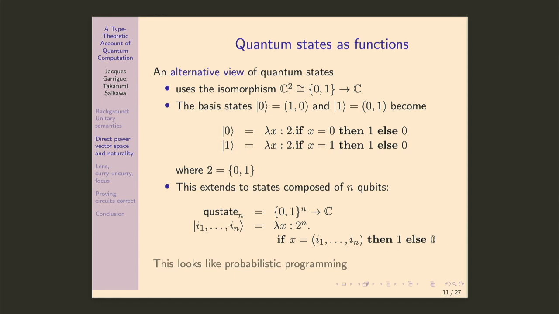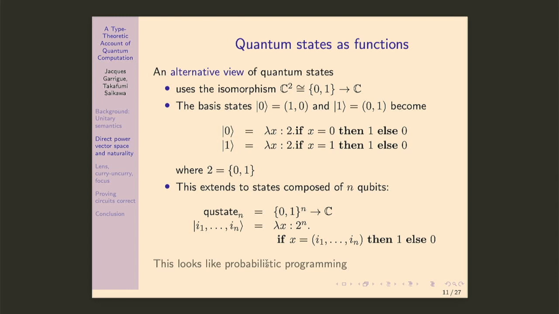Otherwise, it's 1, else it's 0. So actually, expressed this way, it looks a bit like probabilistic programming, if it were not C but R, which is not too surprising because another semantics for quantum programs uses this, where you use the square of the norms to get a probabilistic semantics. If you include measurement, you need that semantics.